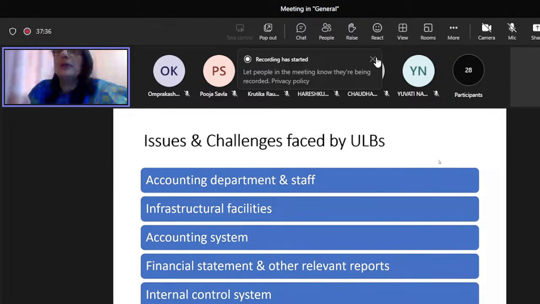Accounting system: like I said, they are following the cash basis of accounting. Cash basis of accounting means only the receipts and the payments they are recording. So there is no proper system of receivables. If someone is liable, they raise the bill, then they have to pay the contractors again. The outstanding dues are not properly maintained. So what happens? The contractors sometimes feel they are not paying properly.